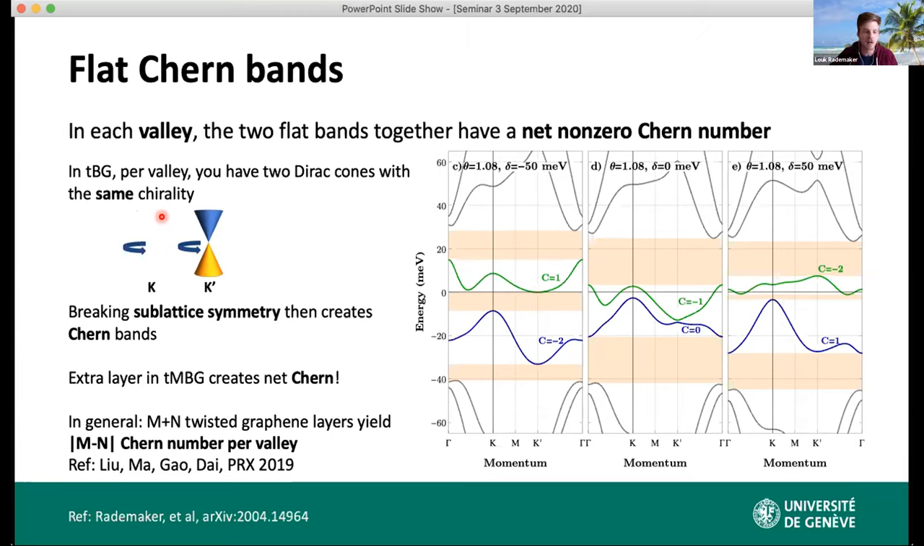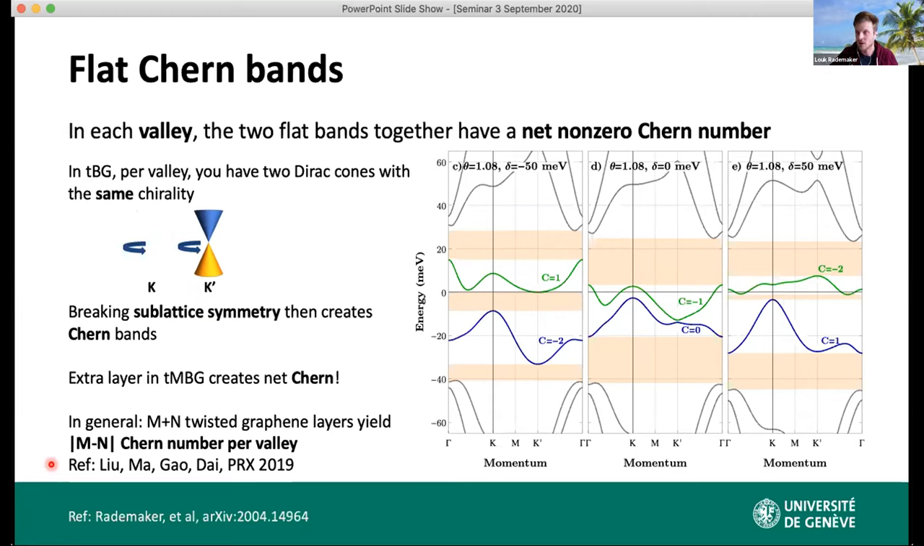Dirac cones always carry a chirality. And the moment you open up the gaps between cones that have the same chirality, that gives you Chern bands. Now, on top of that, the extra layer that we added already carried a chirality in itself because we added another Dirac cone to it. So there's actually a general phenomenon that if you have m plus n layers of twisted graphene, so m layers of graphene on top of n layers of graphene, and there's a twist between them, there is a net Chern number per valley for the associated flat bands that you get. And the net Chern number is just m minus n.